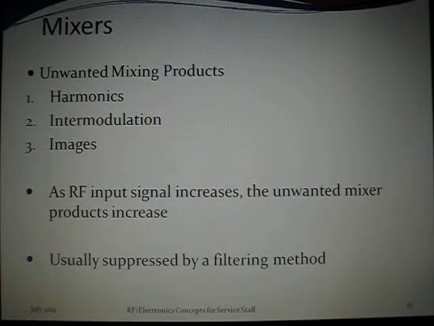All mixers produce unwanted signals that must be considered, and usually they're suppressed with filtering methods. Three of the most common unwanted mixing products are harmonics, intermodulation, and images. As the applied RF signal increases, these unwanted mixing products also increase, sometimes at a faster rate than the increase in the RF signal. Depending on how they affect the performance of the system, these unwanted signals are often suppressed by sending the mixer output through a very narrow bandpass filter designed to pass only the IF while rejecting all other frequencies.